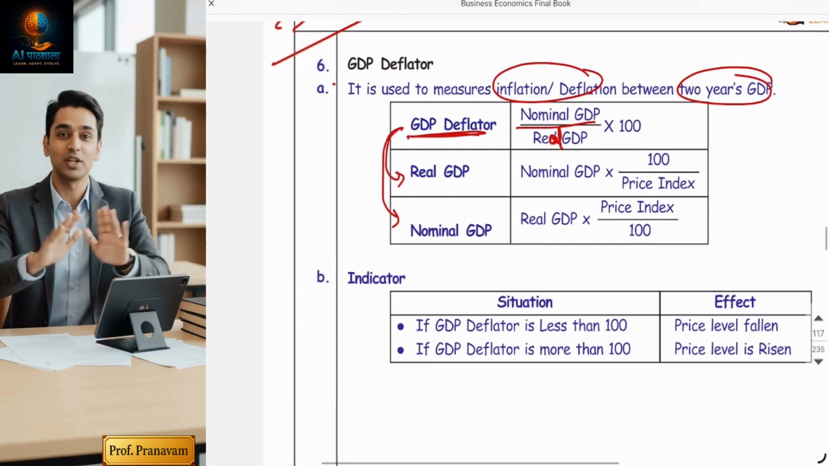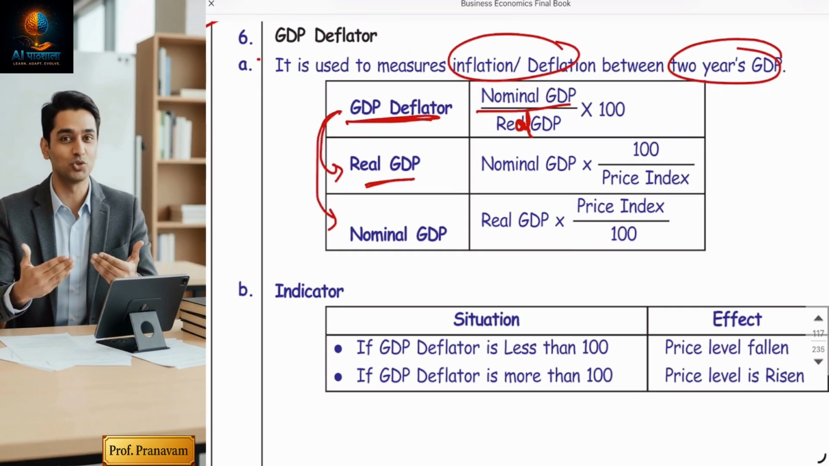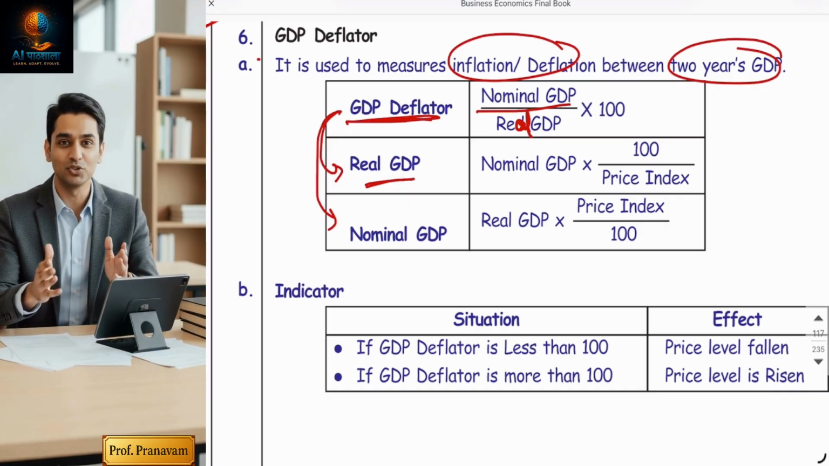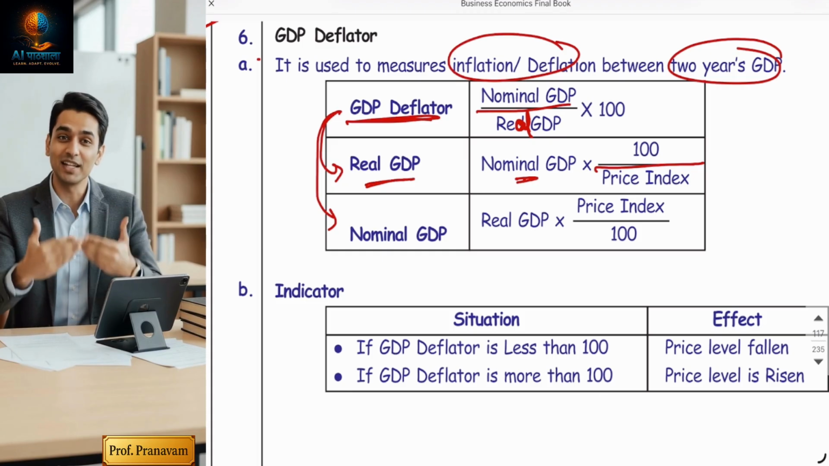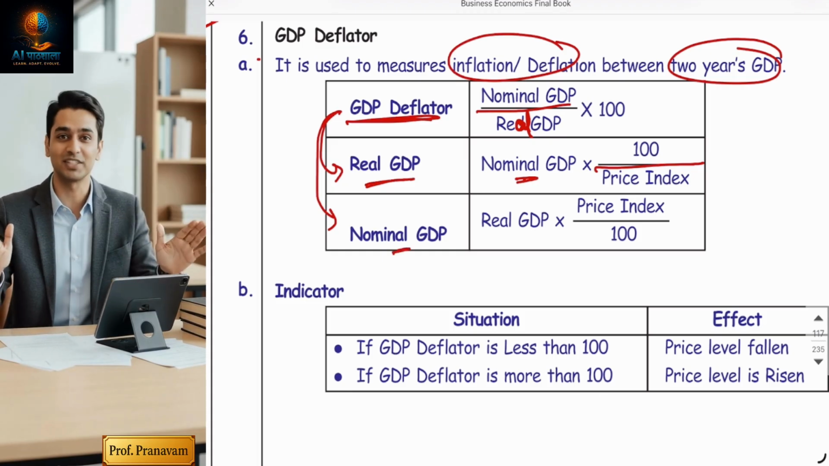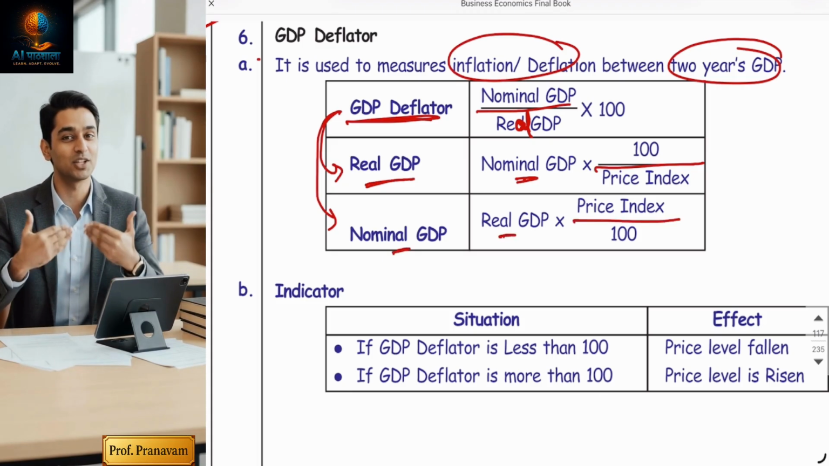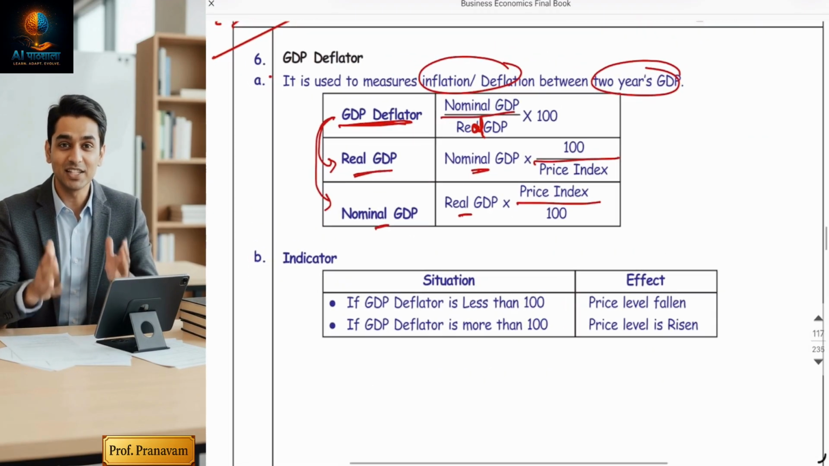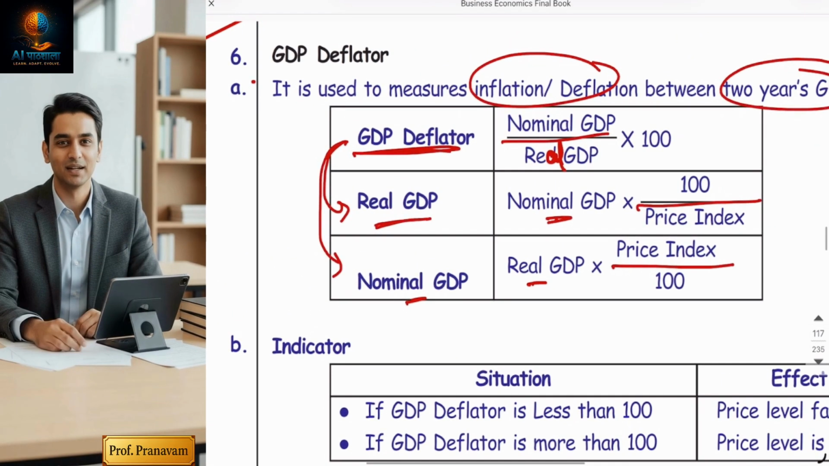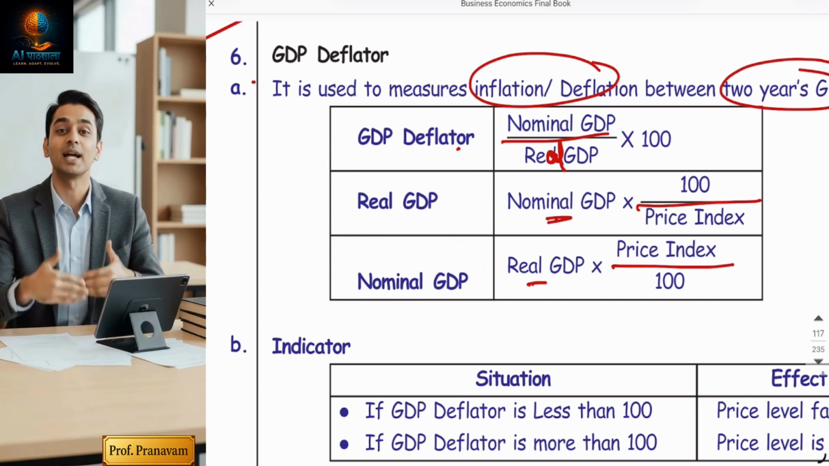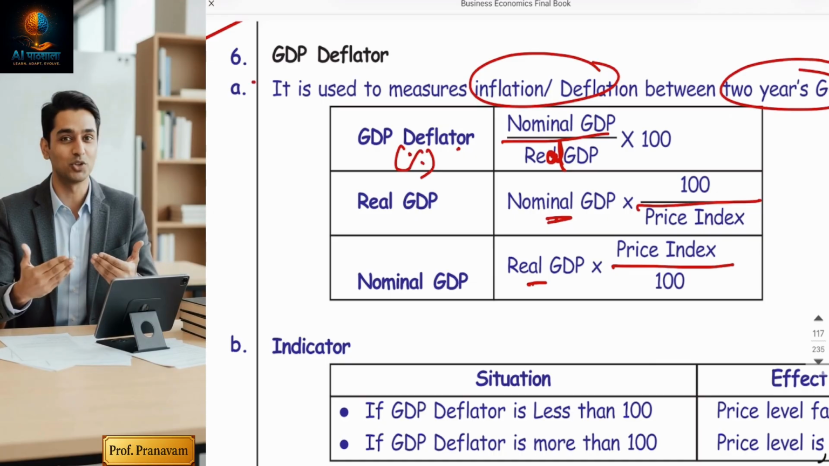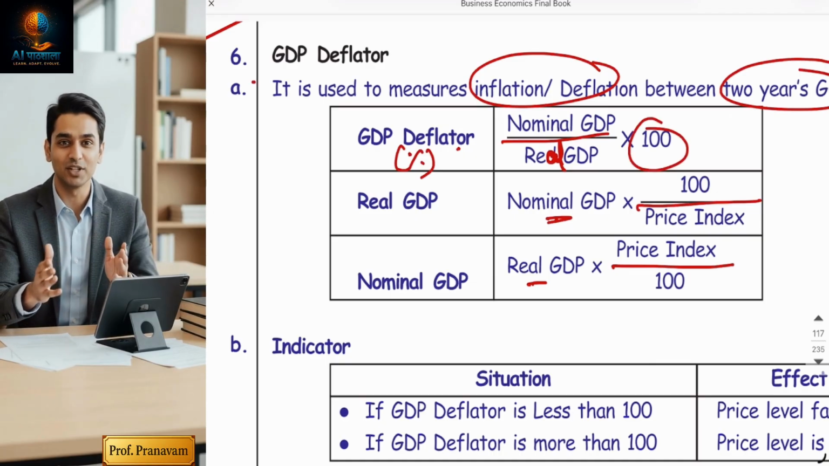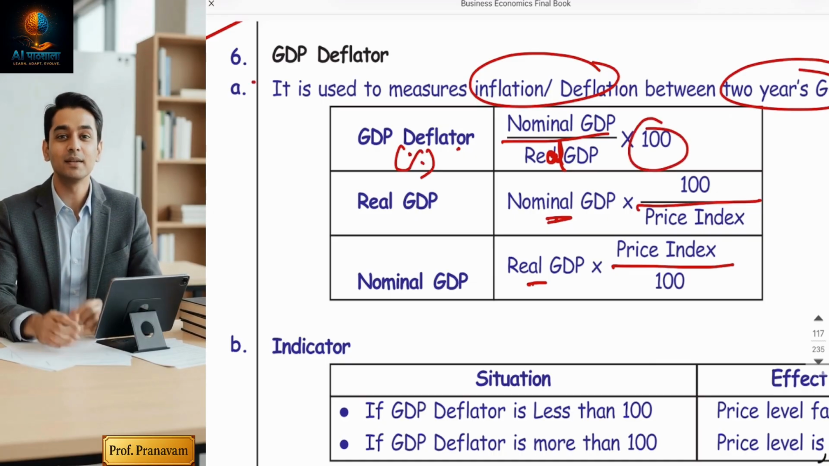Rest is reshuffling. Sometimes in the exam, they're going to tell you to calculate real GDP and give you nominal GDP. So real GDP is nominal GDP into 100 upon price index, and nominal GDP is real GDP into price index upon 100. Now what does it indicate? Friends, when you calculate GDP deflator, you will get it in a percentage form, because you're multiplying with 100.